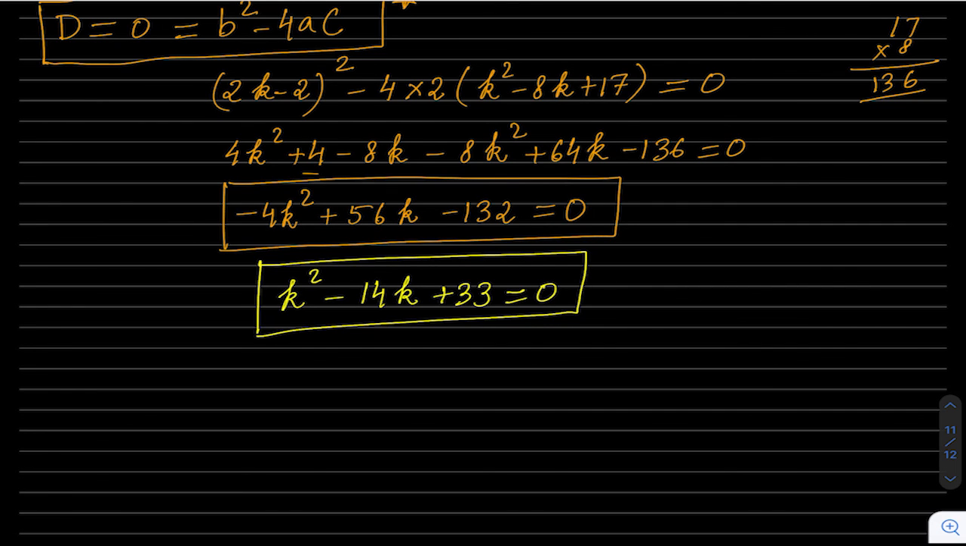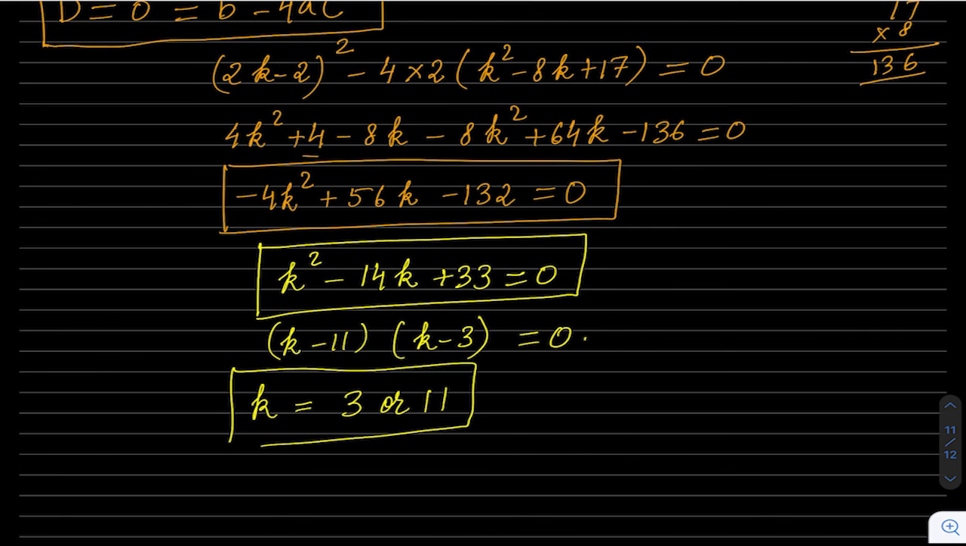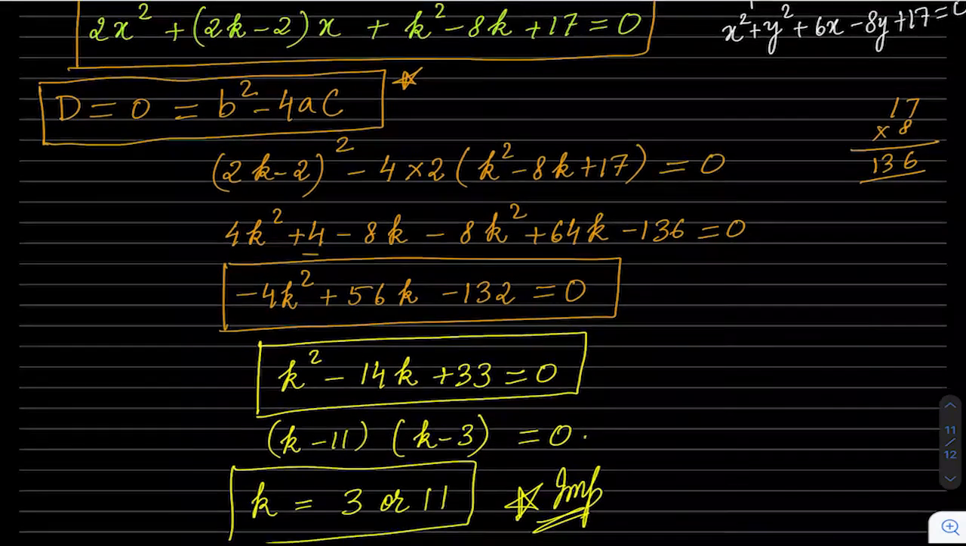Now if it's possible to make factors, we will make factors. Otherwise, we will use the discriminant formula or the quadratic formula. I think it's possible to make factors. k minus 11, k minus 3 equals 0. So I am getting the k value as 3 or 11. So either k is 3 or k is 11, then in that case, this line will become tangent to this circle. So this is the way to solve these kinds of problems.